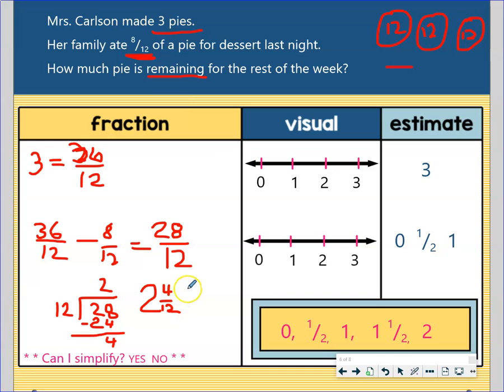Now, I can reduce this even further because 4 twelfths is not the smallest possible fraction. So my 2 is going to stay the same because my whole number is not going to be changed. But if I think of my factors for 4 and 12, well, 4 has 1, 2, and 4. 12 has 1, 12, 2, 6, 3, and 4. So I can divide both of these by 4, and I get 1/3. So there's 2 and 1/3 pies remaining. So remember, if you get an answer that is an improper fraction, you want to make sure you turn it into a mixed number and reduce it to simplest form.